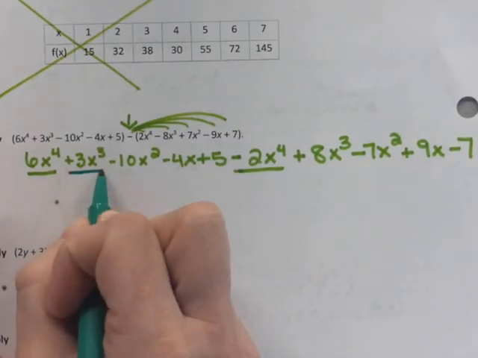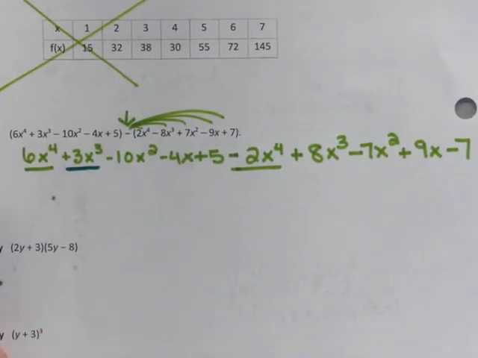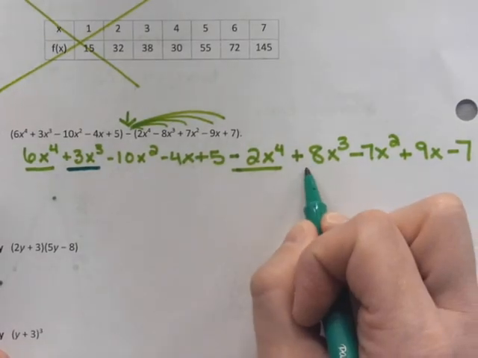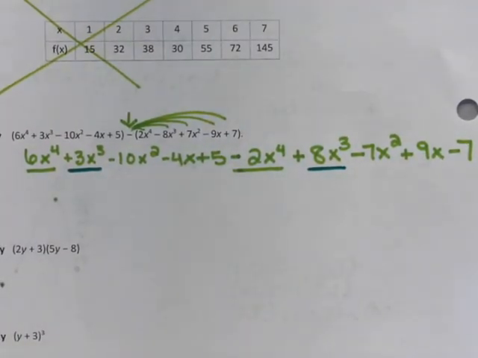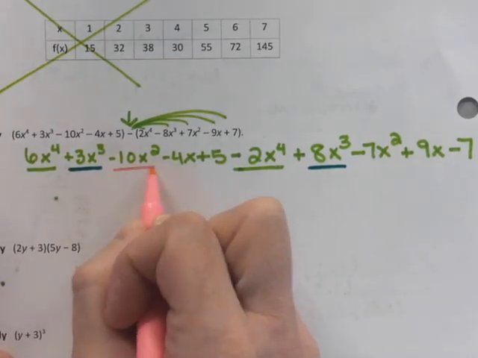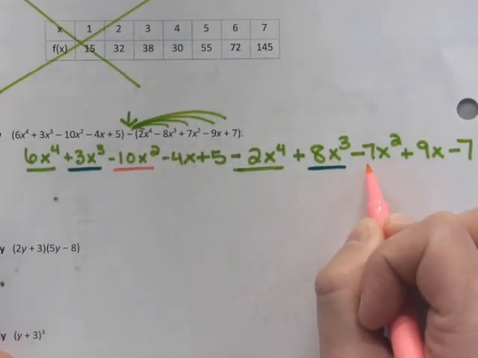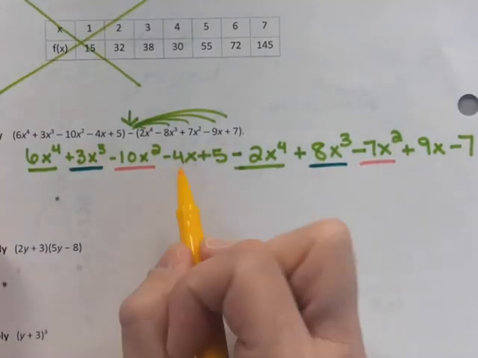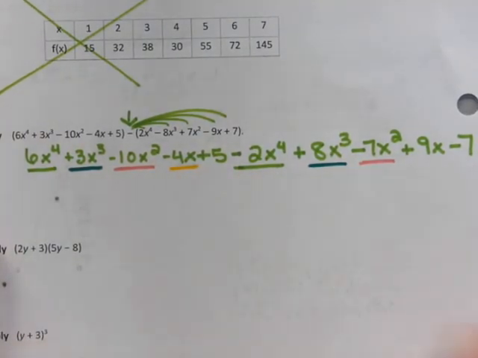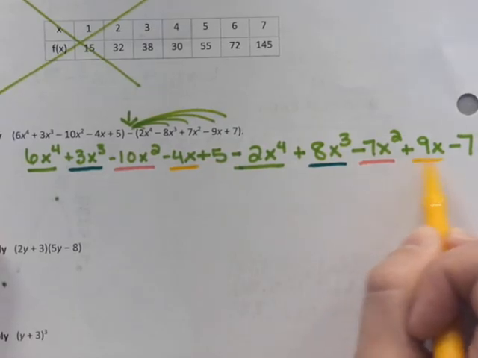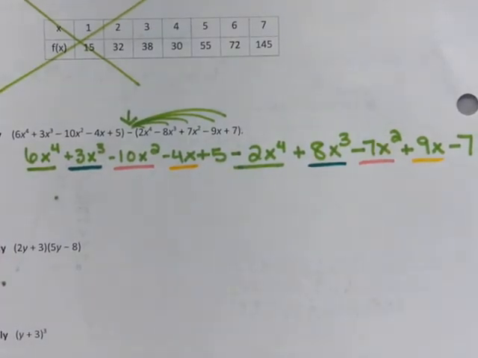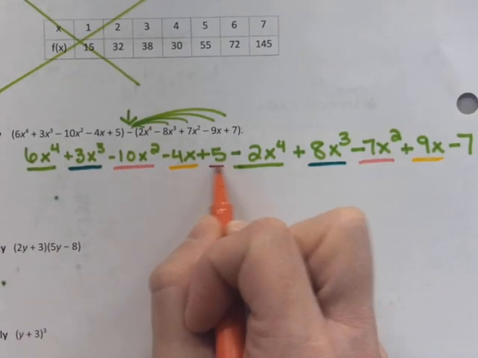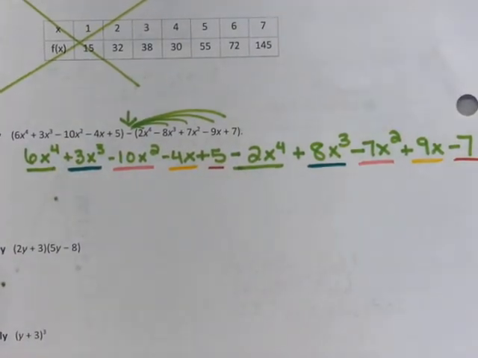Now I've got 3x cubed. Who's 3x cubed, buddy? 8x cubed. Okay. I've got negative 10x squared. Who's negative 10x squared, buddy? Yeah. Well, they're all kind of positioned nicely at least. I've got a negative 4x, and so that'll go with my 9x. And then I've got just plain old numbers left over.